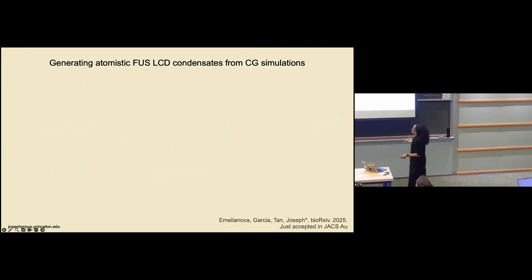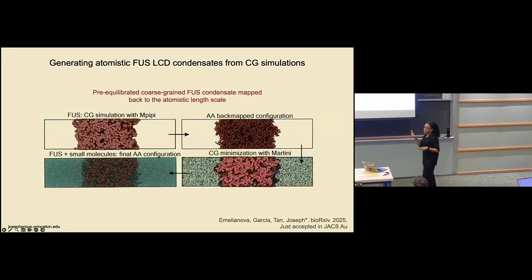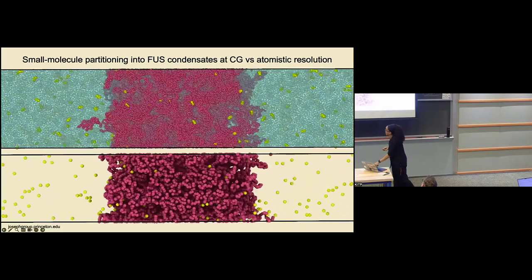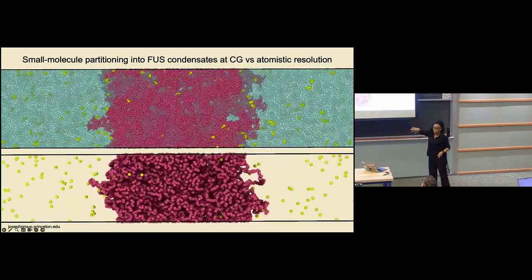And to do that, we take our favorite condensates, which is the low complexity domain of FUS. We use this technique where we simulate FUS LCD condensates in the coarse-grained model, and then we use this back mapping approach to map this condensate back to the atomistic length scale, and we add small molecules to the system.